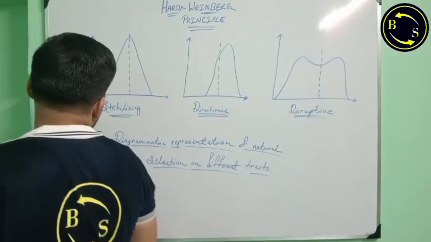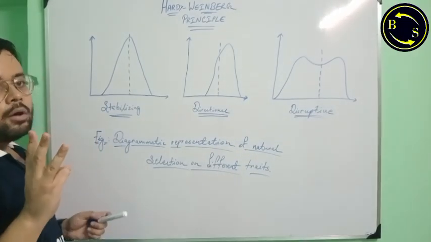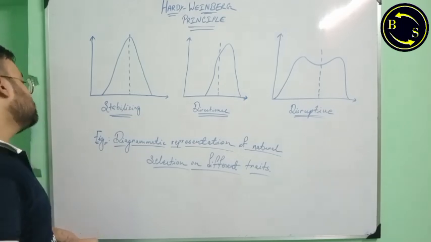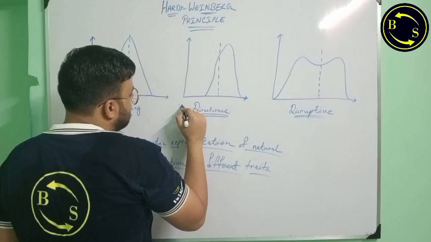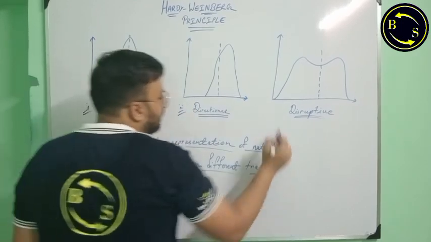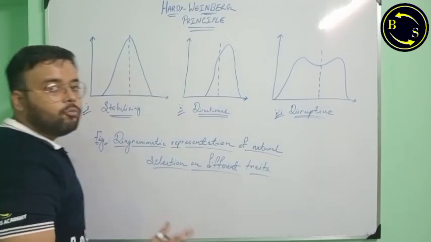Natural selection selects traits based on three mechanisms. One is stabilizing, one is directional, and the last one is disruptive. Let us look into them one by one.